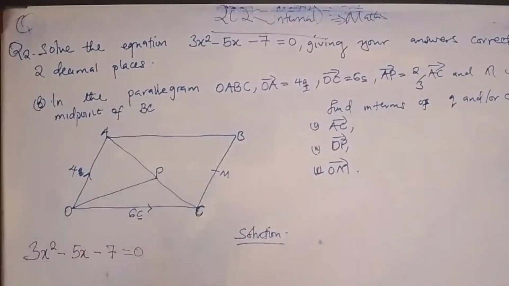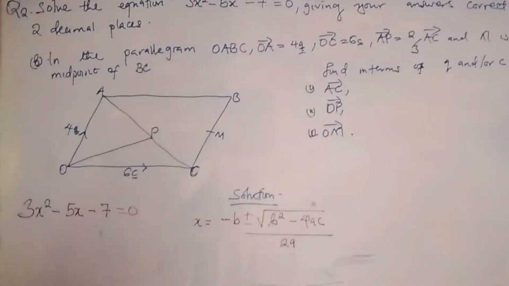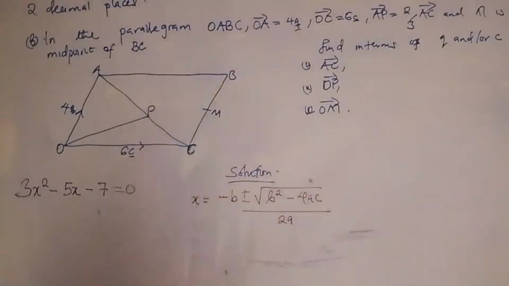So how do we solve the quadratic equation? Remember, the formula for quadratic equation is x equals negative b plus or minus the square root of b squared minus 4ac, divided by 2a. So this is basically the formula which we use whenever we are calculating the quadratic equation. So now how can we apply this formula to our question?